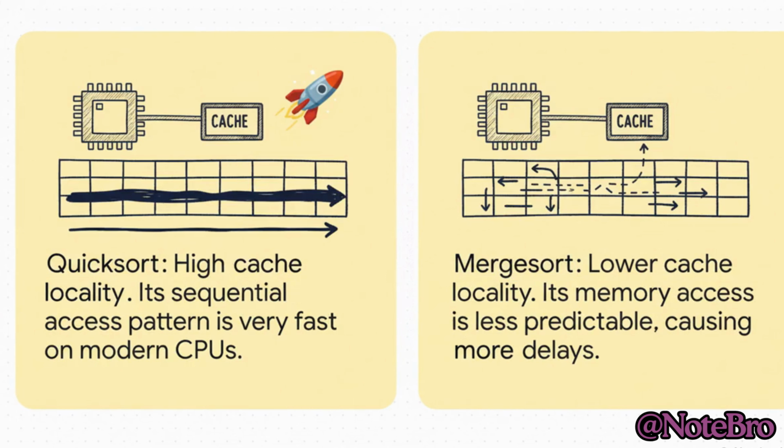The second, and often the deciding factor, is something called cache locality. See, that partitioning step in Quicksort scans through memory in a nice straight line. Modern CPUs are incredibly good at this. They can predict what you'll need next and load it into a super fast memory cache. MergeSort's memory access is a bit more all over the place, which leads to more cache misses. Basically, the CPU has to wait for data, and that slows everything down in practice.